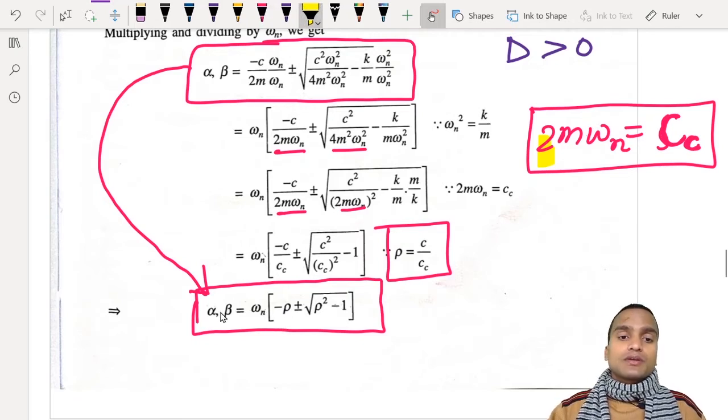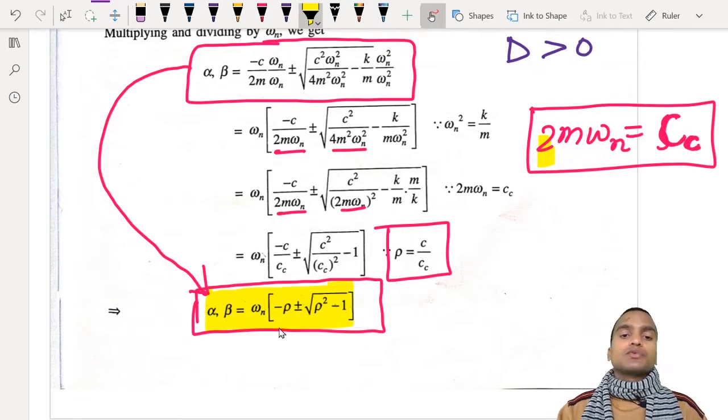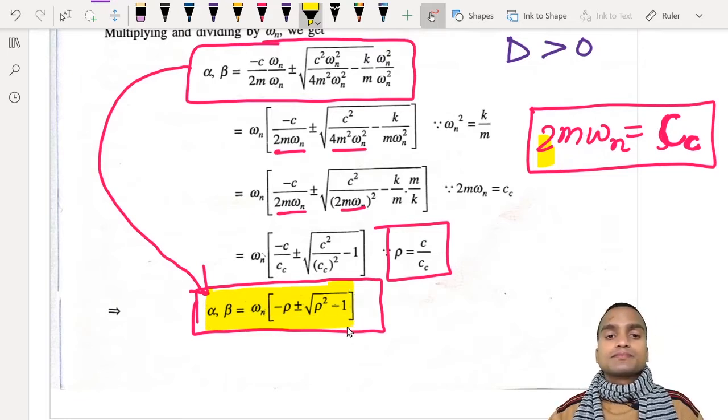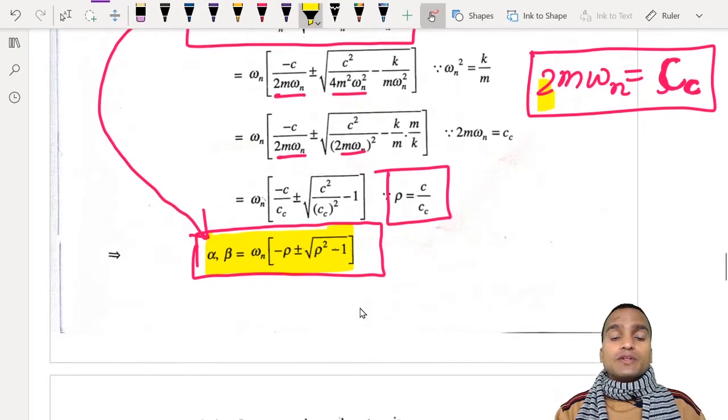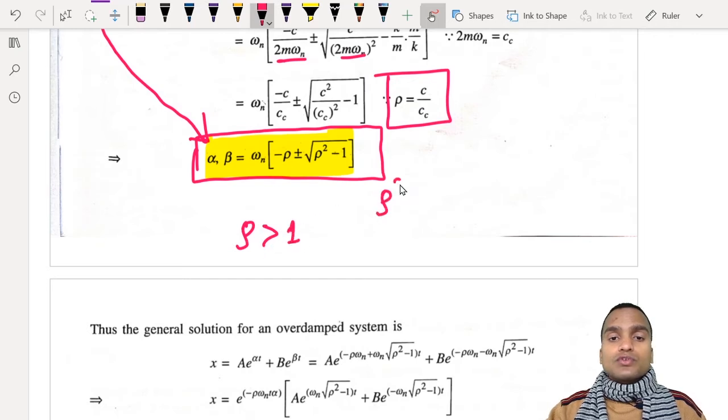Okay, so this is a very simple equation, you can even remember the two values here. Okay, so we know that rho value is greater than 1, so rho square is also greater than 1, so this value is going to be positive only.